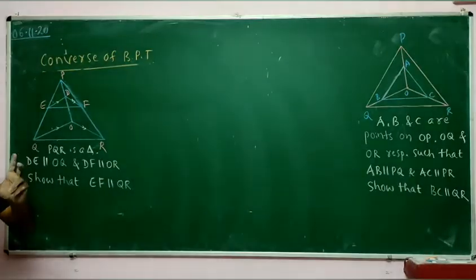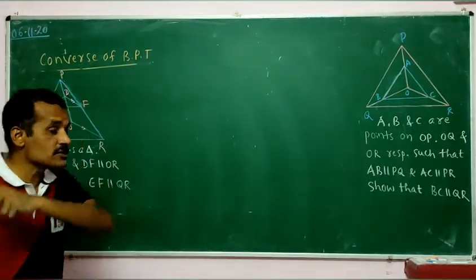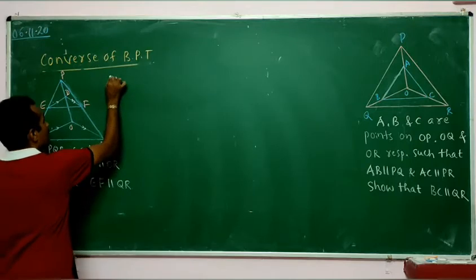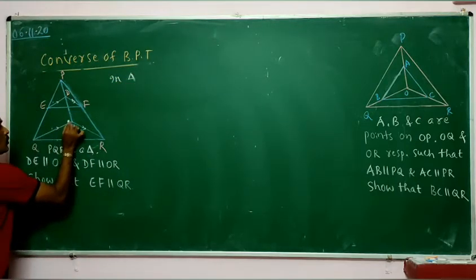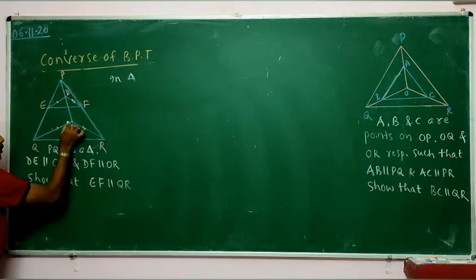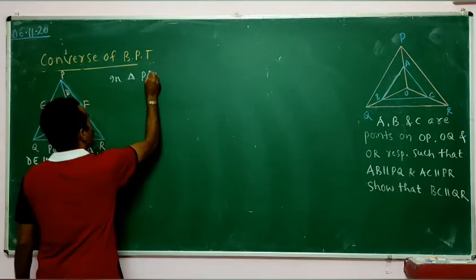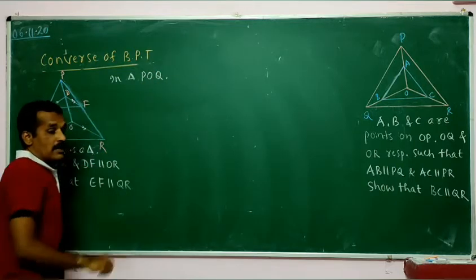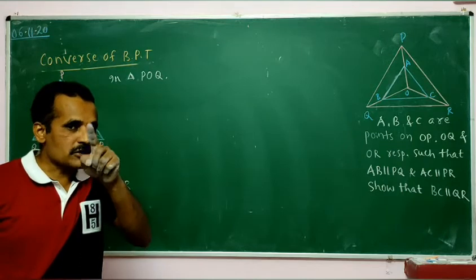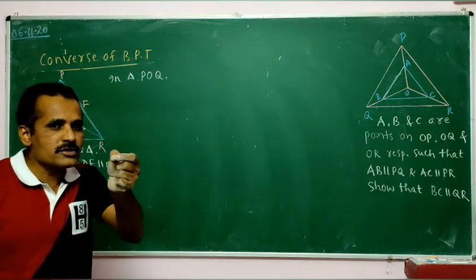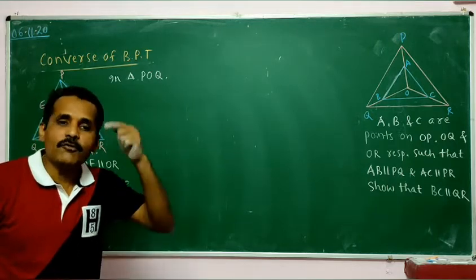Okay, which triangle to be chosen? That is also very, very important. Come on, I will start. In triangle PQO or POQ, this is the triangle I am choosing. See, whenever you are applying BPT, two things should be taken care. First one, which is the triangle you are going to choose, which are the parallel lines, then only you can apply the property of BPT.